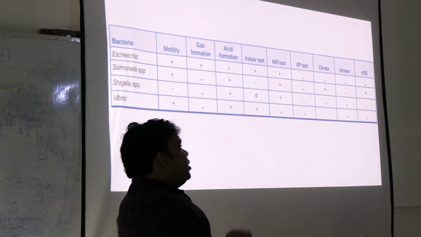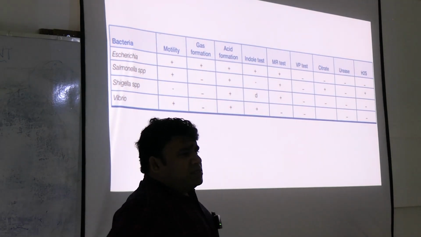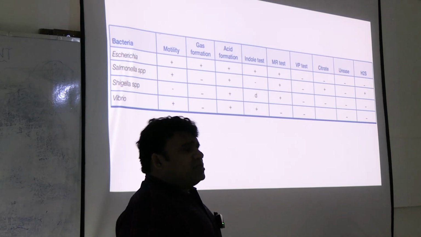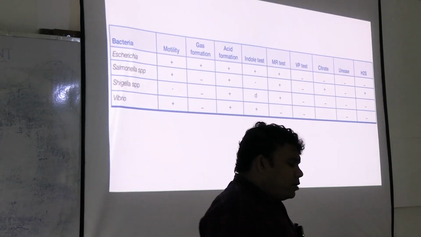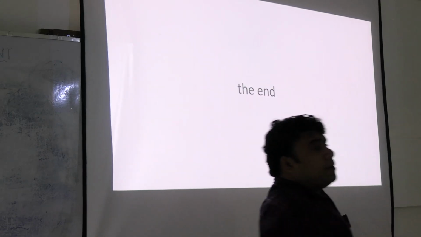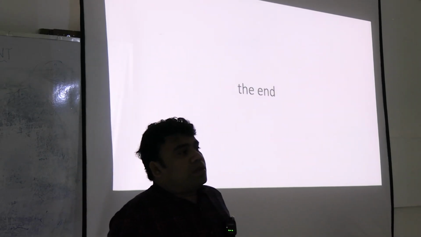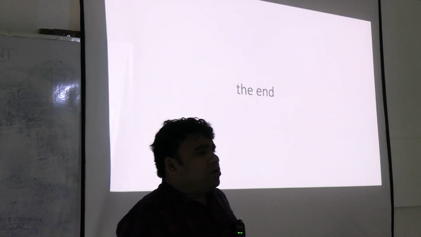Identification can also be aided by various biochemical reactions. These can be done manually or by automatic method, whatever may be the method. Based on the biochemical result, you can also identify. So this is all about laboratory diagnosis of dysentery.